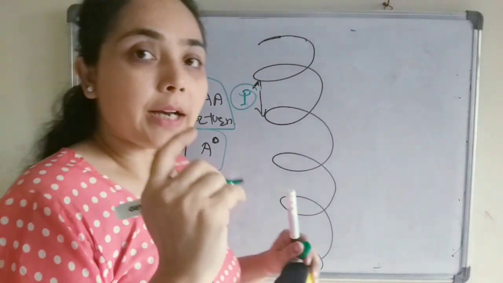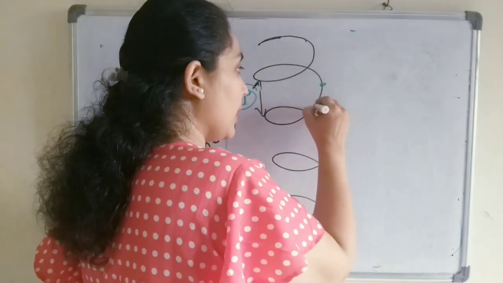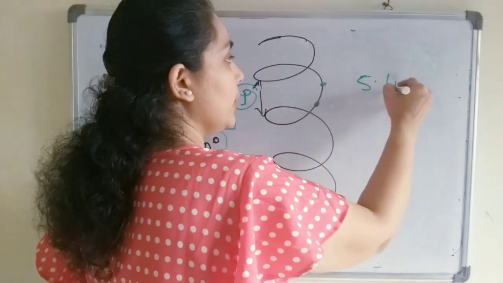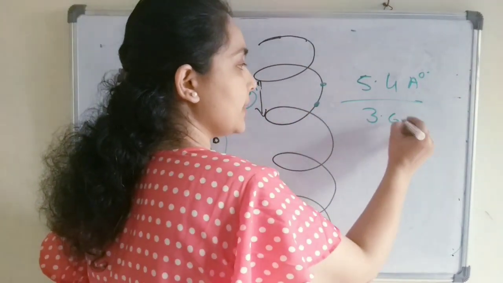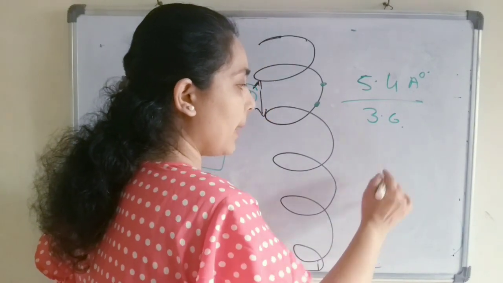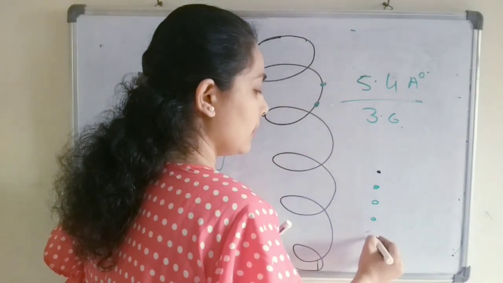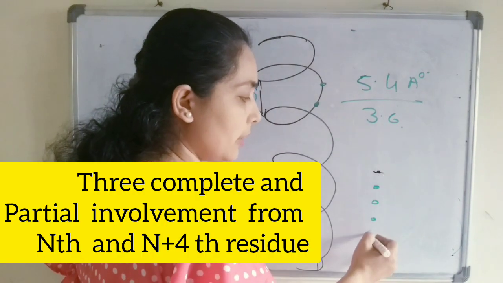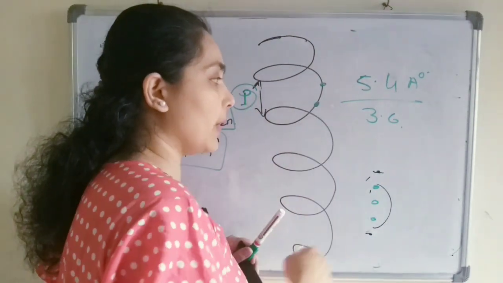Now we will see the rise per turn. Rise per turn means the distance between the two amino acids. So the pitch is 5.4 angstrom. The total number of amino acids present is 3.6. How 3.6? 3 complete and the partial involvement from the first and the fourth one. This much amino acid are present in one turn, partially from the first, partially from the fourth, and 3 complete. Therefore, 3.6 amino acids are present per turn.